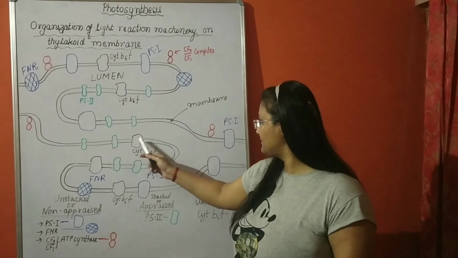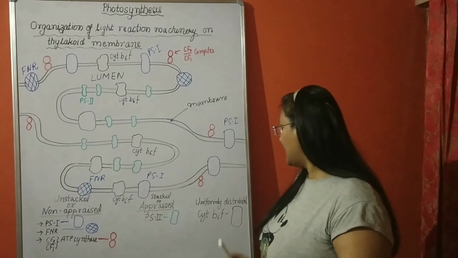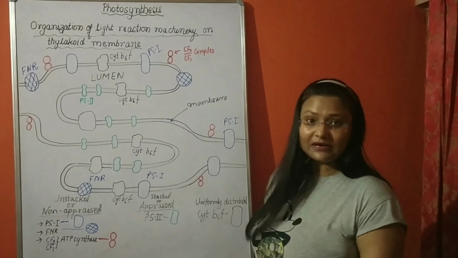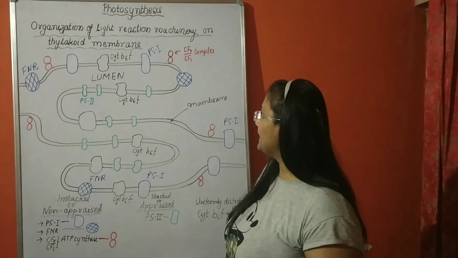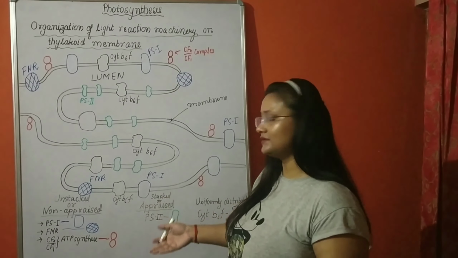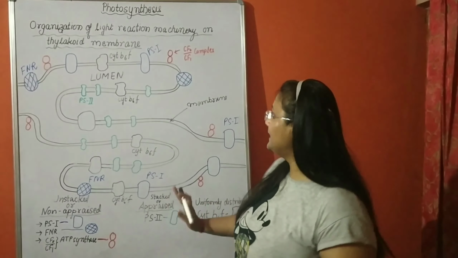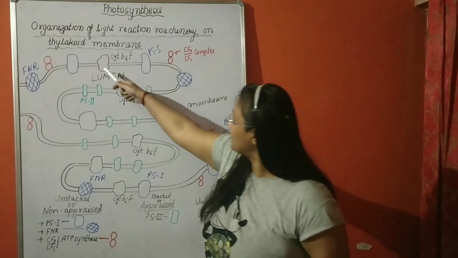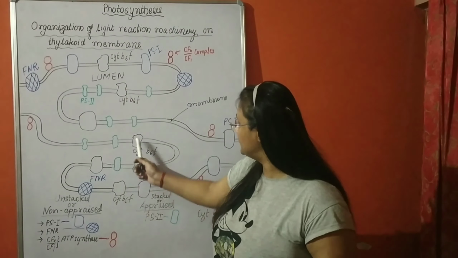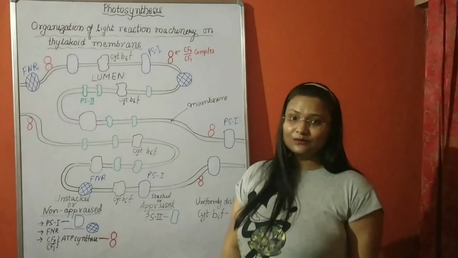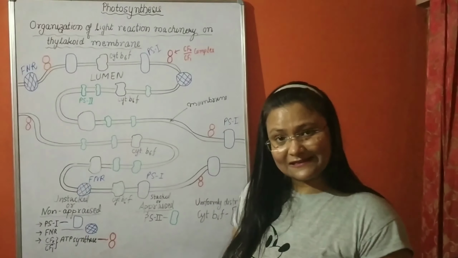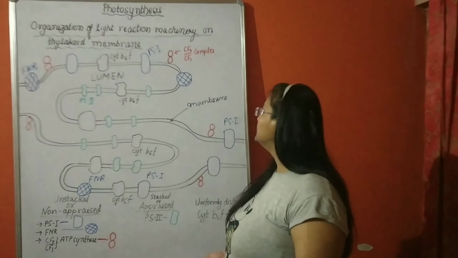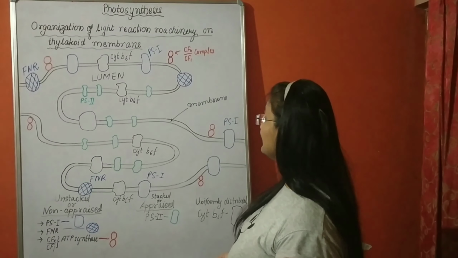Whereas this structure, cytochrome b6f, which is represented by black color, is uniformly distributed. Neither is it present mainly in stacked nor in unstacked regions. It is distributed evenly. Here also it is present, here also, here also. So the distribution is basically uniform.